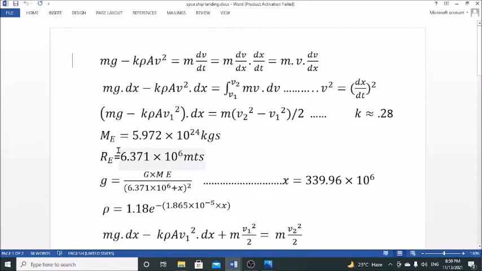Let's go back to our derivation. The mass of the earth, because as I have said before, the body is falling from very high distances, so we've got to calculate the g as a function of distance. The mass of the earth is 5.972 times 10 to the power 24 kilograms, we are going to make our calculations by using the MKS system of units, where the mass is in kilograms, the length in meters, time in seconds, of course. The radius of the Earth is 6.371 times 10 to the power 6 meters.